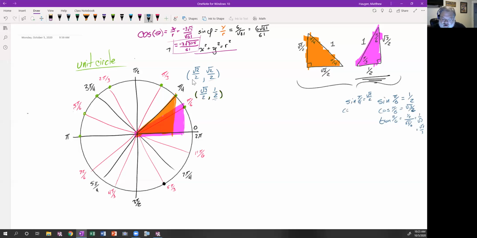Okay, I'm going to do all of them. Cosine of pi over 4, it's the x value. Happens to be the same because of this symmetry. Tangent of pi over 4, it's the nice one. Y over x, square root of 2 over 2 over square root of 2 over 2, 1. And we could do the cosecant, secant, and cotangent just by taking those reciprocals.